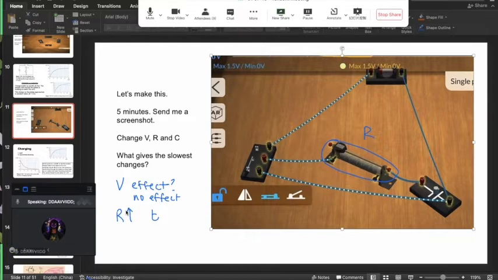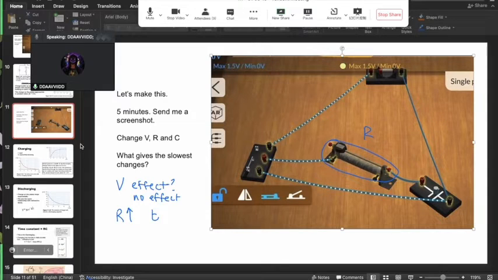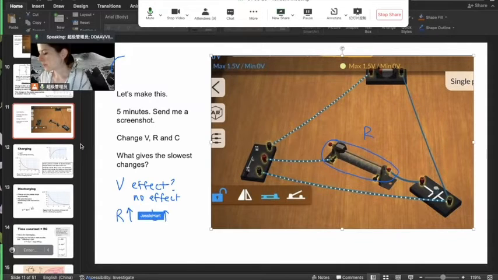When R is bigger, the time is longer. It's more like this graph and not like this one. That one is short. This one takes a long time.